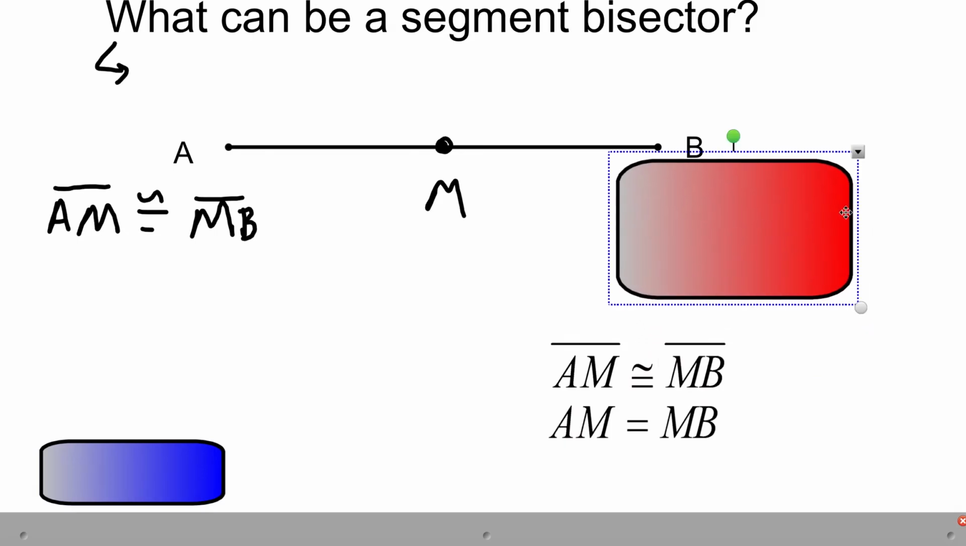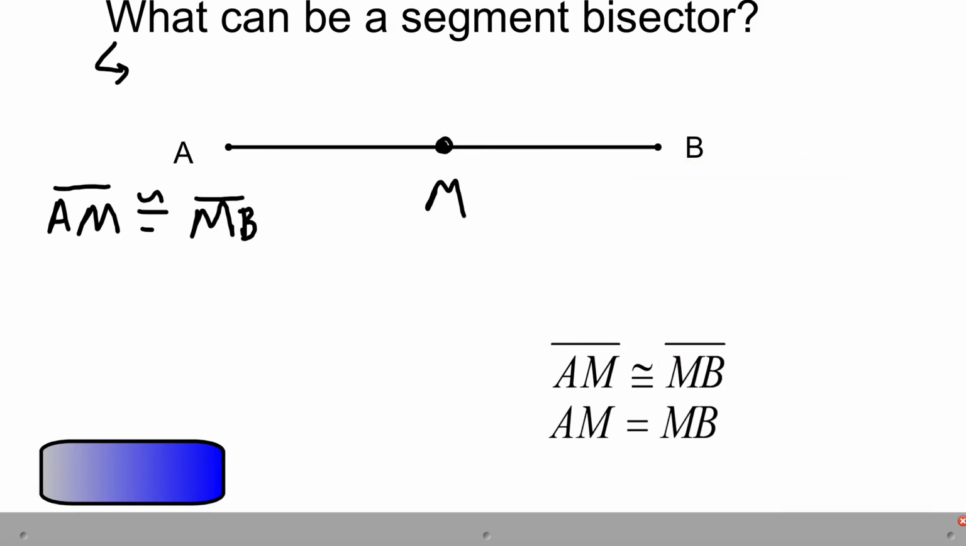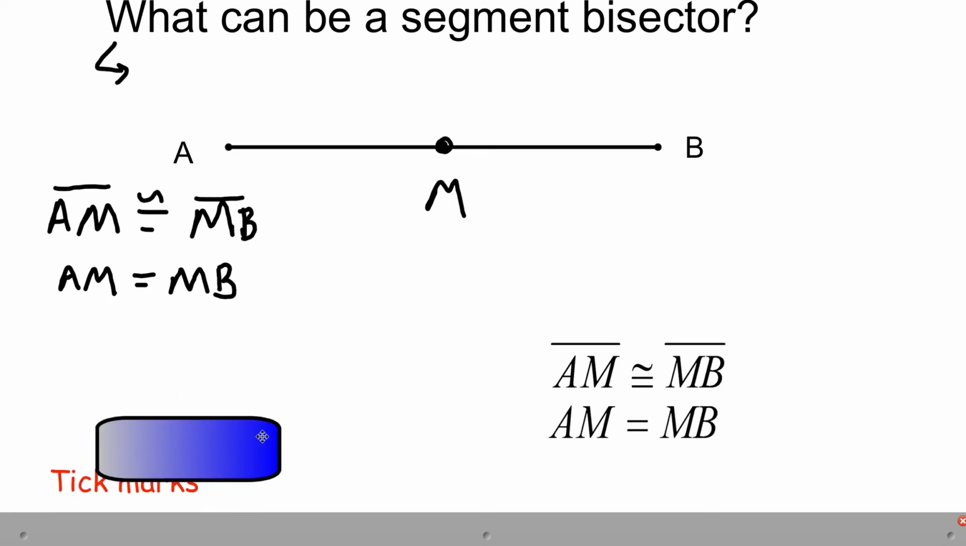Yep. Which is the same as saying, once again, and this is important just for notation purposes, that the distance between points A and M is equal to M and B. Now, I could write this out like we've done here, and that would be true. But there's also a way to notate it on the picture, and that's with something that we call tick marks.